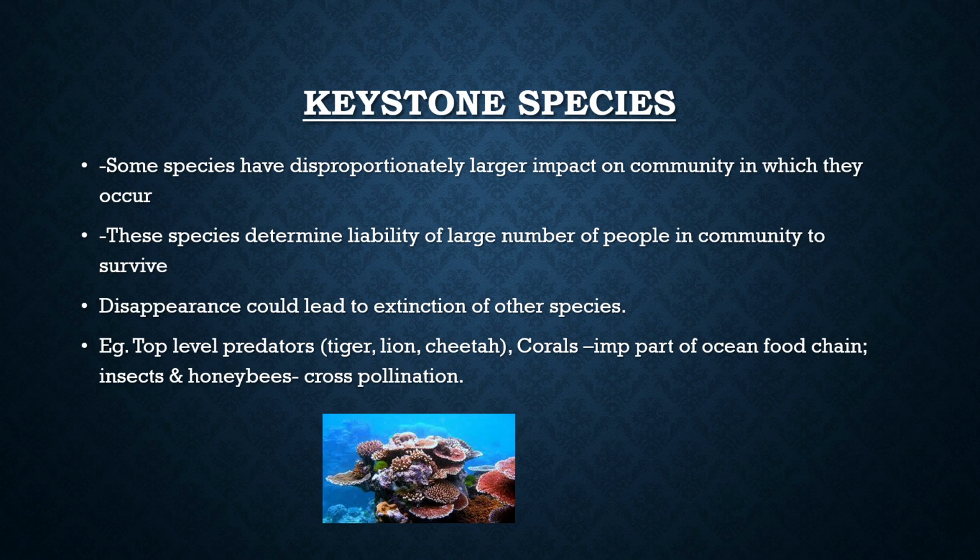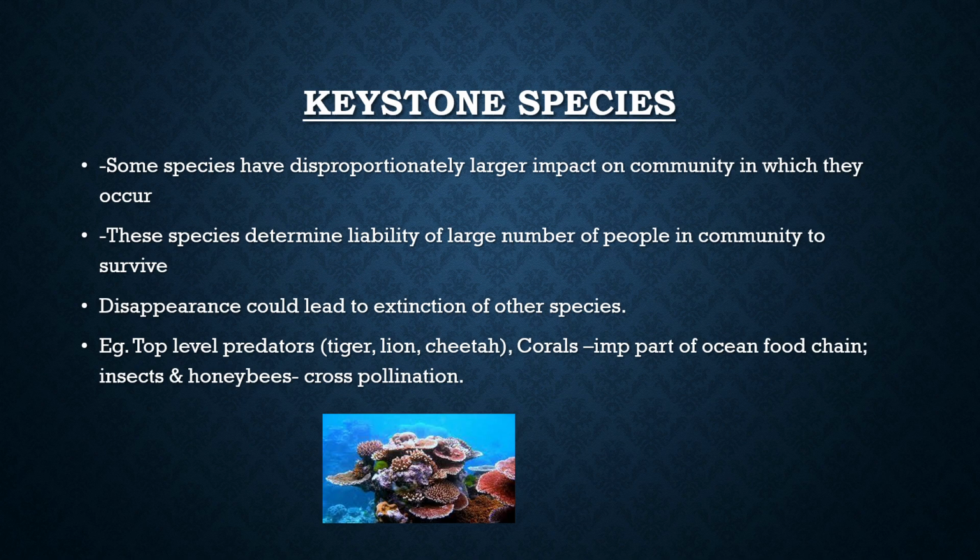Another one is corals. We are seeing this image. This is corals, and corals are one of the important parts of the ocean food chain. Without corals, there is a possibility of breakdown of the food chain in the oceanic environment. Another example is insects and honeybees.